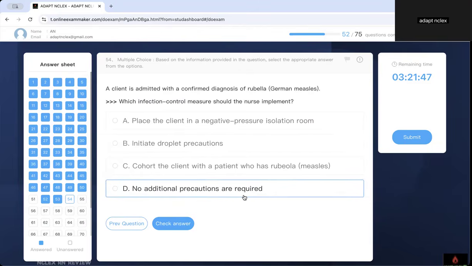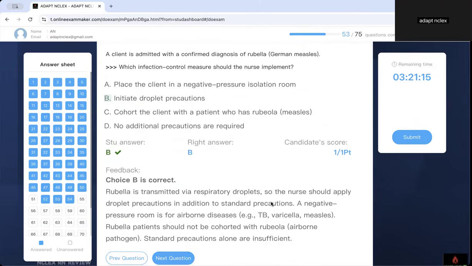A client is admitted with a confirmed diagnosis of rubella, right? Droplet precaution. Which infection control measure should the nurse implement? Droplet precaution. Therefore, what do you want to do? Place the client in a negative pressure room? That's airborne. Initiate droplet precaution. Cohort the client with a patient with rubella? That's different, that's airborne. No additional precautions are required? That is not true.